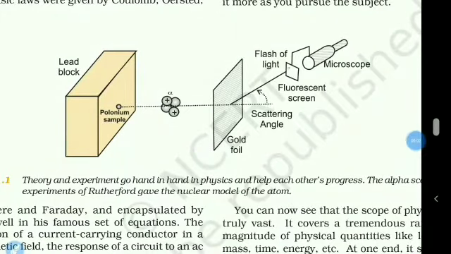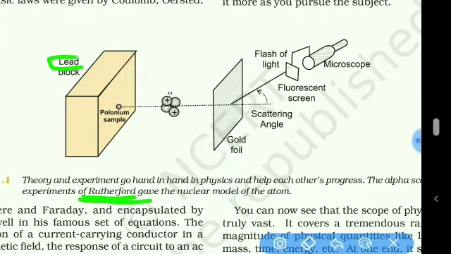Now students, you can see the experimental arrangement of Rutherford to determine the size of the nucleus. In this arrangement there is a box made of lead, and inside this box there is a material, polonium, which is a radioactive material, and it emits alpha particles in all directions.